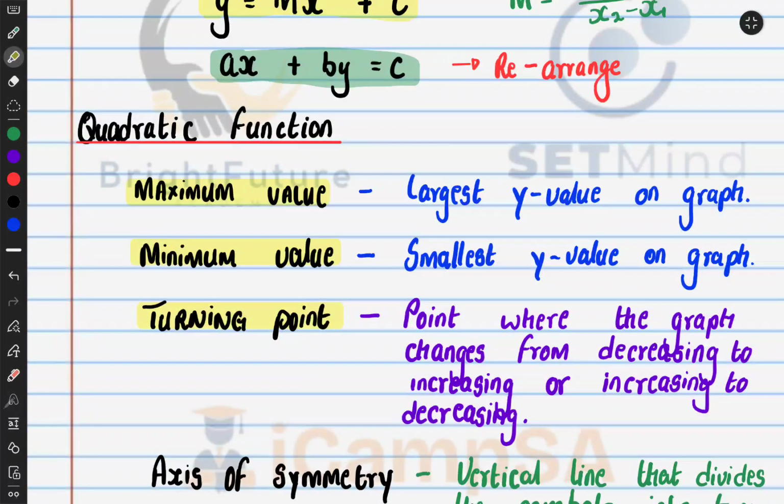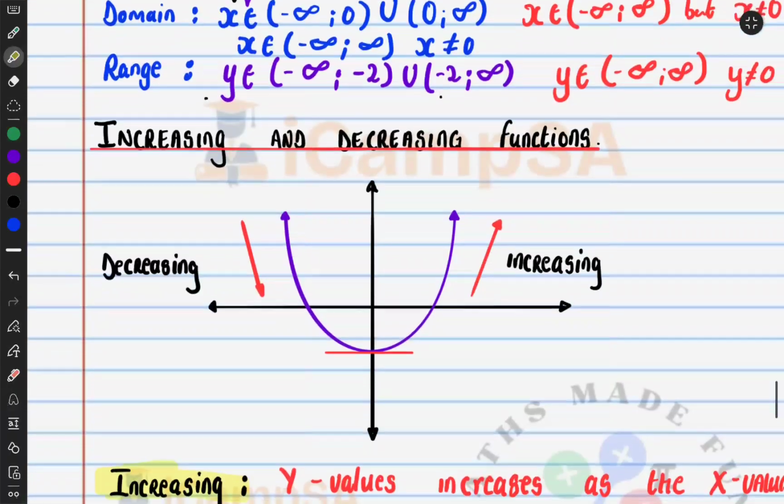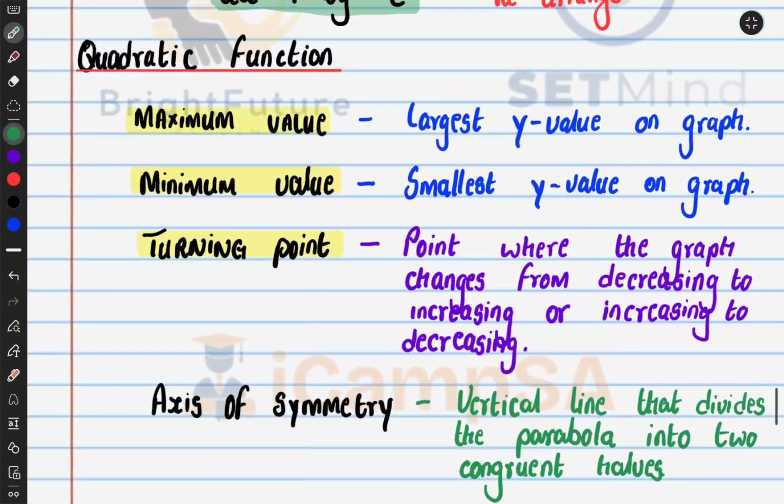So a minimum value is the smallest y value on the graph. So this graph that is facing up here, this point here is the smallest y value for this function which is facing up. So this one will be considered your minimum value. This graph has a minimum value, but it doesn't have a maximum because it goes up infinitely. So if this function was facing down, therefore we're going to have what? A maximum value. So the maximum value is the largest y value on the graph. And then we have the turning point.